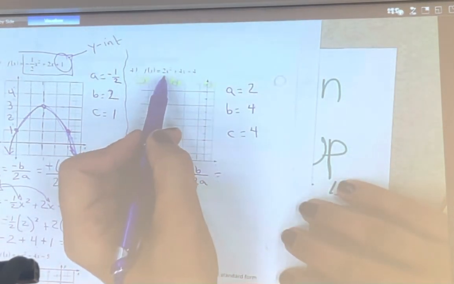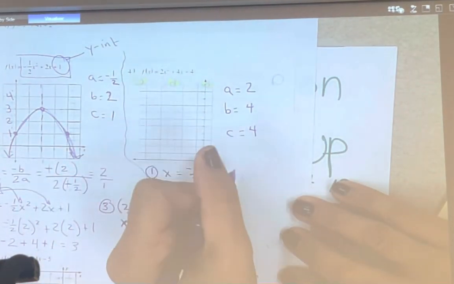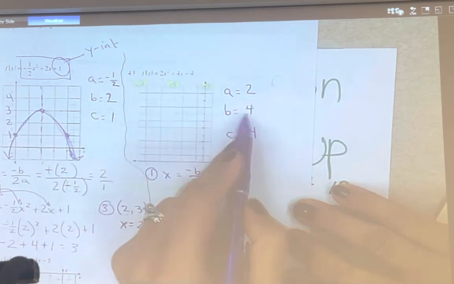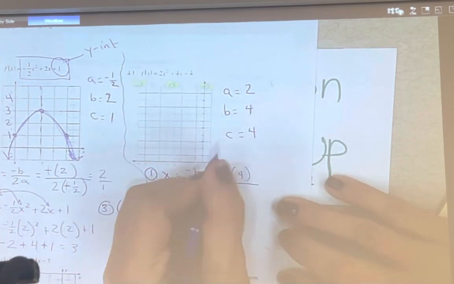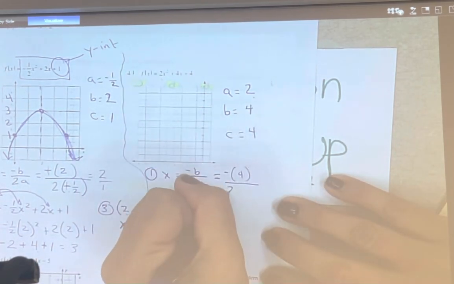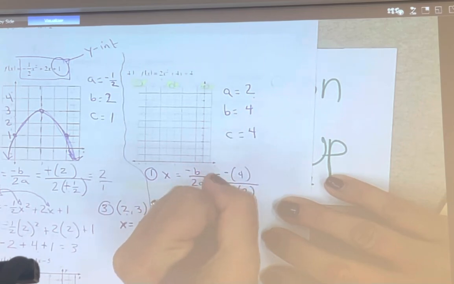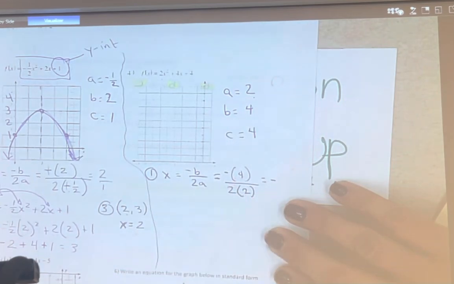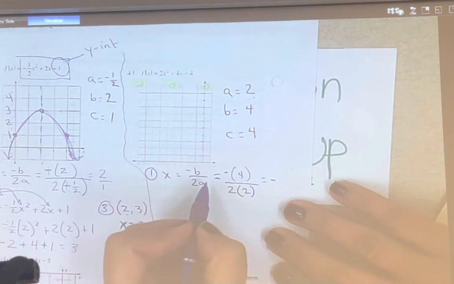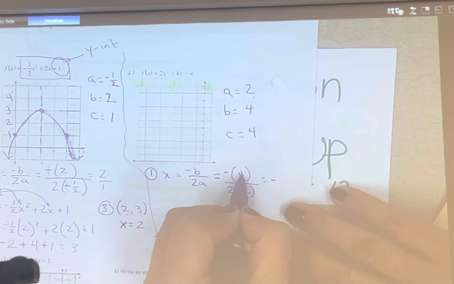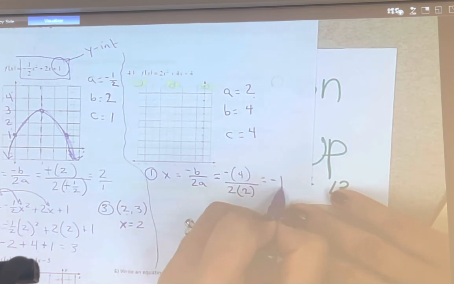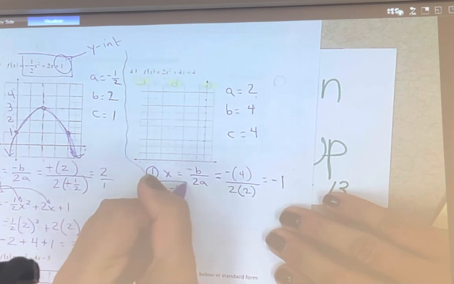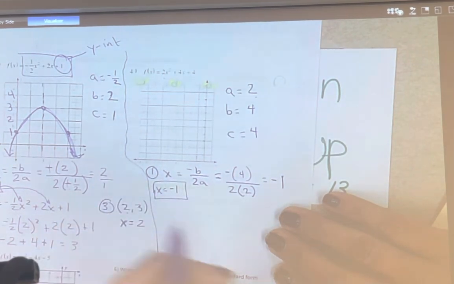All right, so we write the negative first, then we look for B to put in our parentheses. What's B? 4. Over 2A. A is 2. All right. So the negative stays because there's no other negative to make it positive. So we get 4 over 4, which is 1. So x equals negative 1. And that's also our axis of symmetry, and it's going to be our x coordinate.